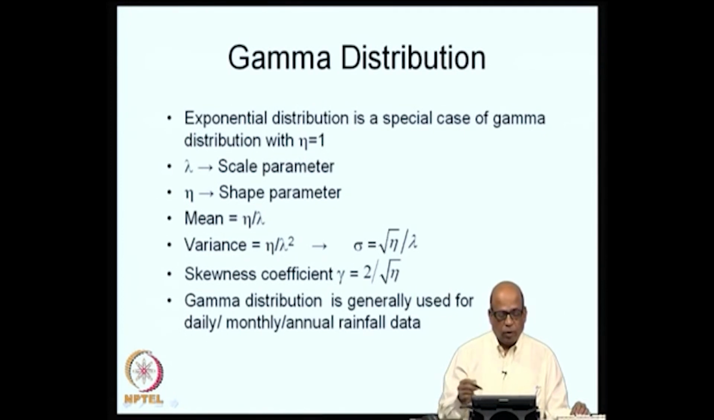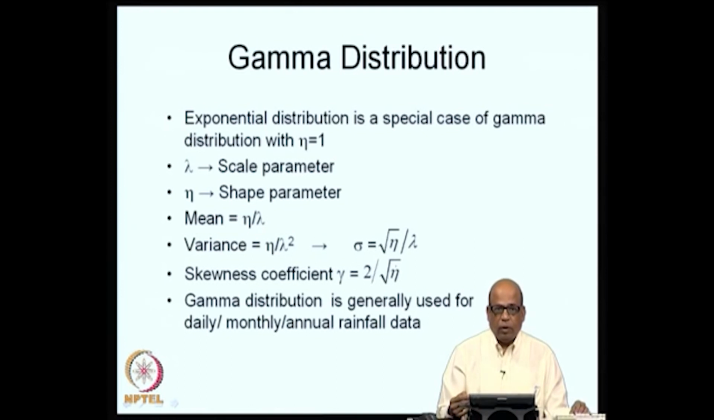Now, the gamma distribution has two parameters, lambda and eta. Lambda is called the scale parameter and eta is called the shape parameter. Lambda governs the scale of the distribution and eta governs the shape of the distribution, which we will see in the next slide. The variance for the gamma distribution is given by eta by lambda square, from which we write sigma is equal to root eta by lambda, and the coefficient of skewness gamma is given by 2 by root eta.